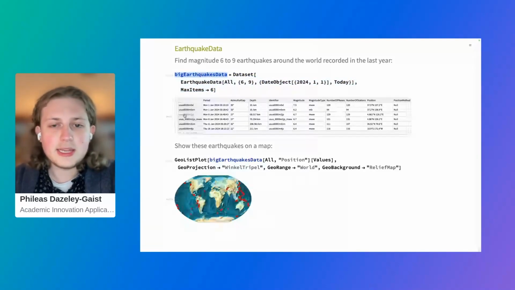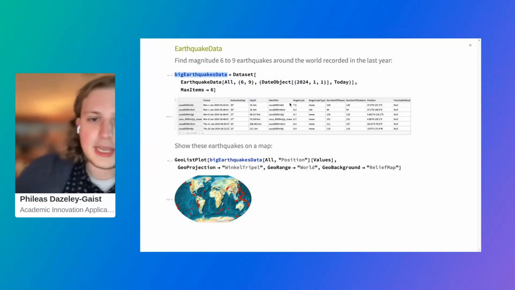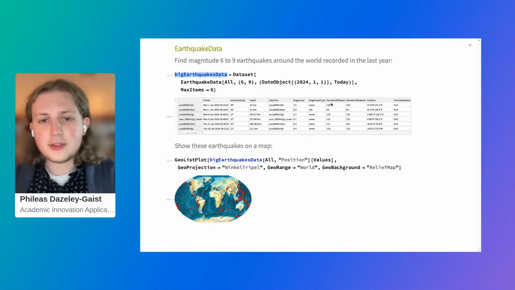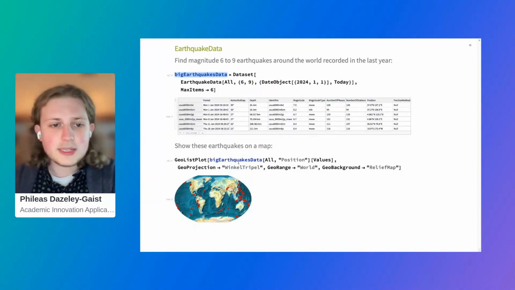And here we get the output data set, which shows us the period at which, so when did this happen? What magnitude was the earthquake? What was its number of phases? What was its position, etc., etc.